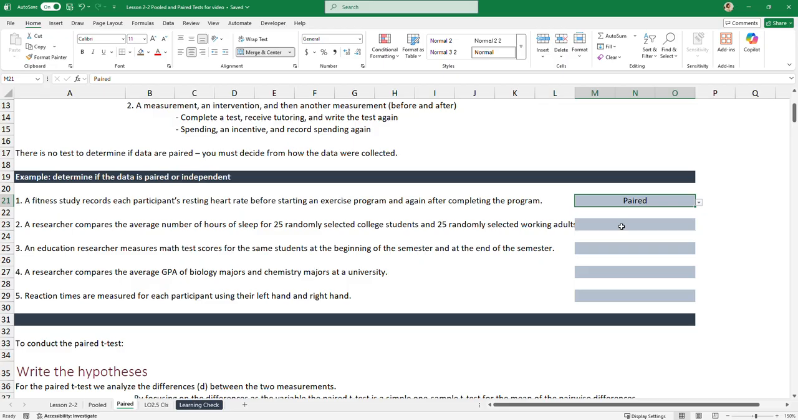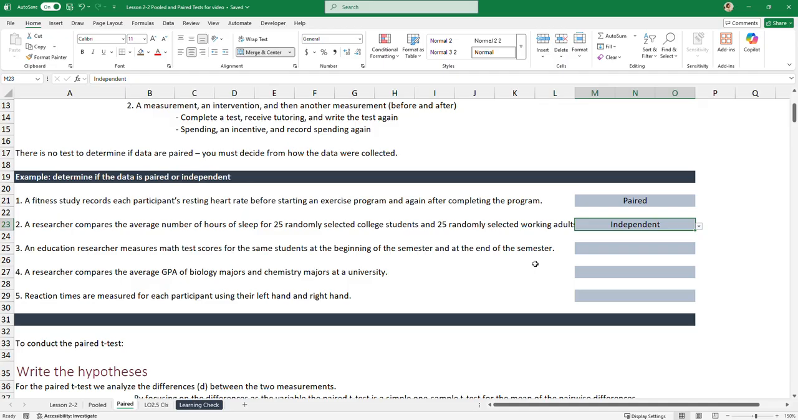The second example says you want to compare the average number of hours of sleep for 25 randomly selected college students and 25 randomly selected working adults. Should how much a random college student sleeps impact how much a random adult sleeps? If they're not related, no, this would be independent.